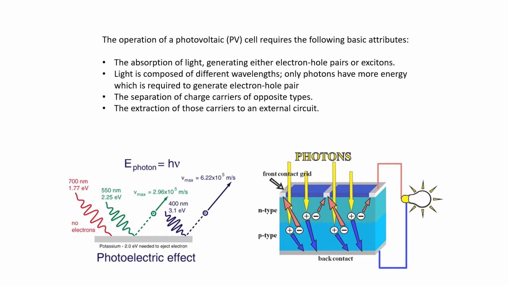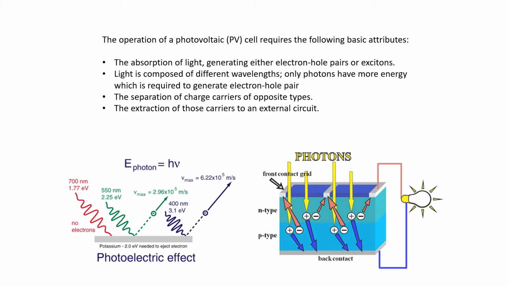Solar cell or photovoltaic cell is the heart of solar renewable energy, by which we can harvest clean energy for general and commercial use. The operation of a photovoltaic cell requires the following basic attributes: the absorption of light generating either electron-hole pairs or excitons. Light is composed of different wavelengths. Only photons with more energy, which is required to generate an electron-hole pair, can produce excitons.